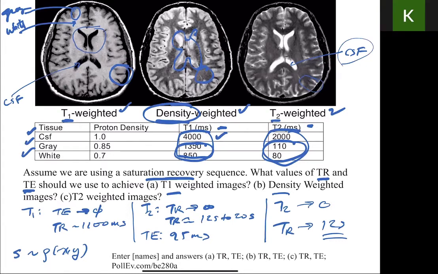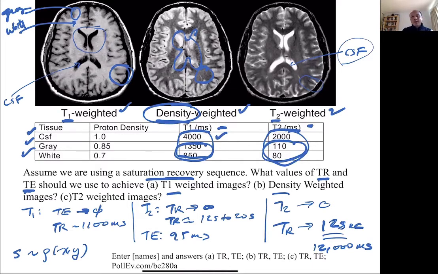Thank you. Sure. So on your homework, which will be posted later today, the question is, what is the TR for proton weighted? It's about 12 seconds, or 12,000 milliseconds. Okay, sorry about my handwriting there.